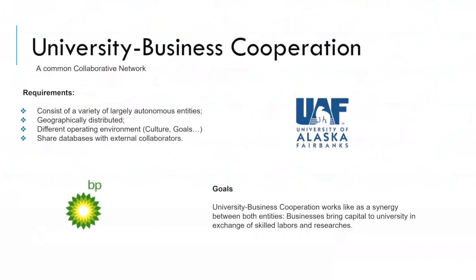Evaluation of the theory based on practical application. University-business cooperation works as a synergy between both entities. Businesses bring capital to universities in exchange for skilled laborers and researchers. As explained in our book, collaborative networks should do the following. They should consist of a variety of largely autonomous entities, be geographically distributed, should each work with a different operating environment, for example, culture, goals, and mission, and should utilize and share common databases with their collaborators.